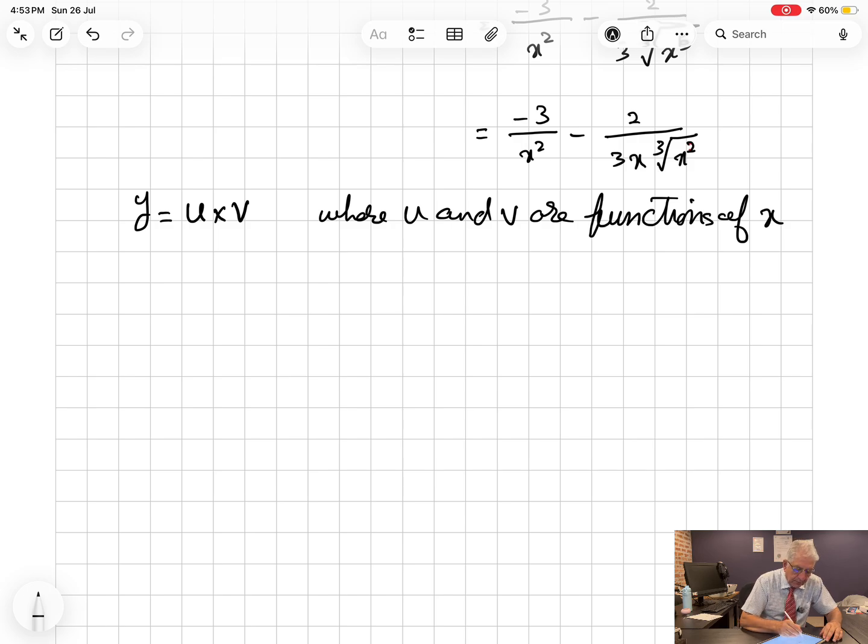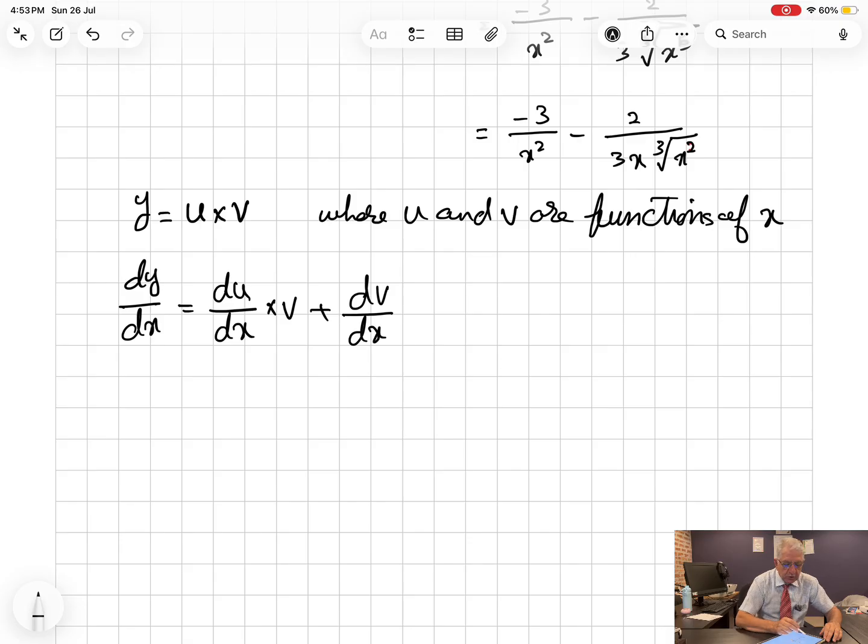dy by dx is equal to du by dx times v plus dv by dx times u. That means you differentiate the first one, multiply by the second one, and differentiate the second one, then multiply by first one. Okay?